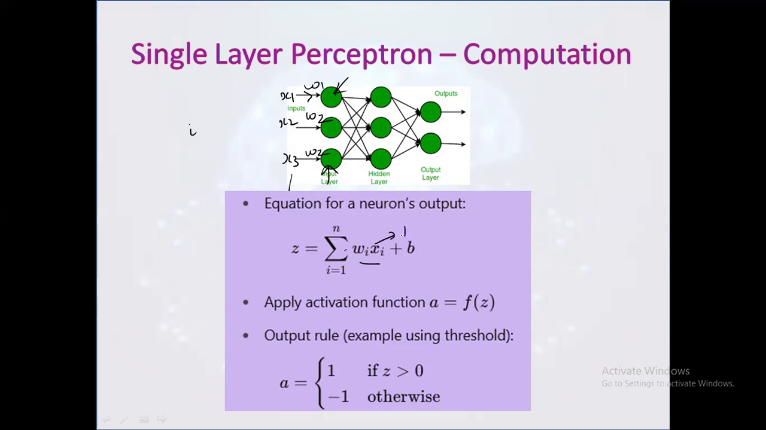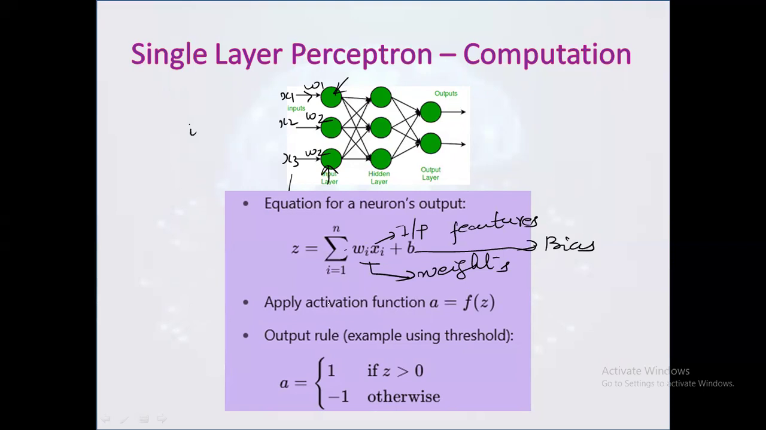xi is the input features. You know that these are the input features, and wi represents the weight values. Each input is associated with a weight value, and b is the bias. This b represents the bias. This summation is the core computation that the neuron performs before applying an activation function.